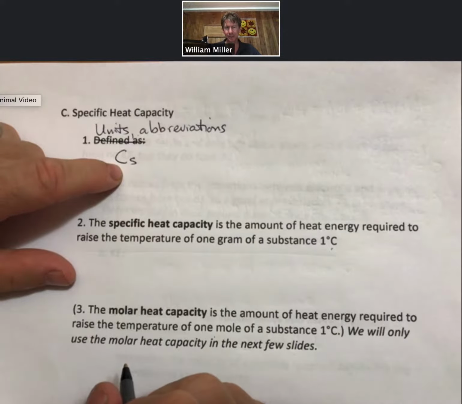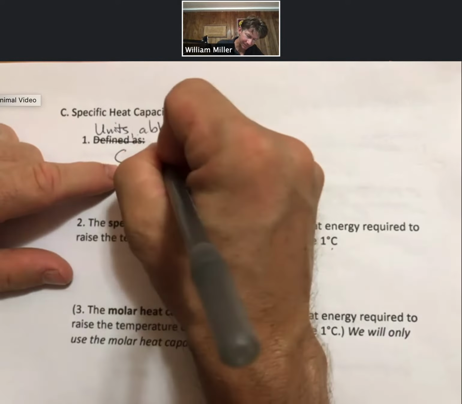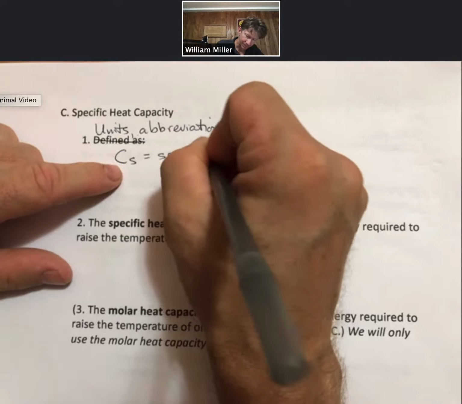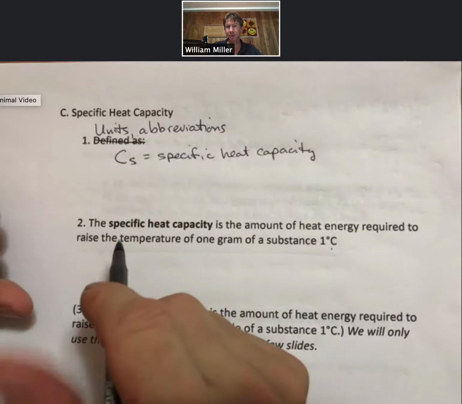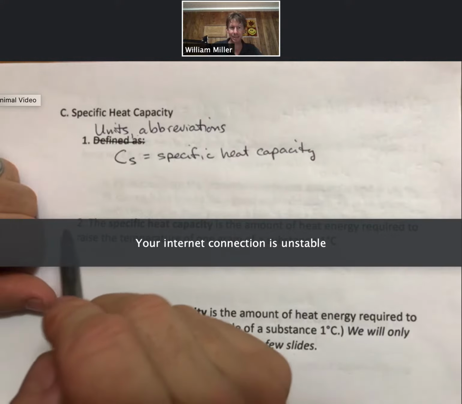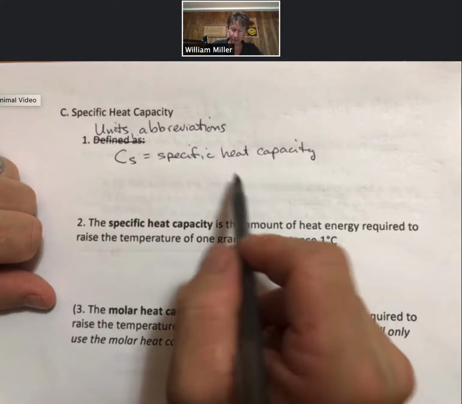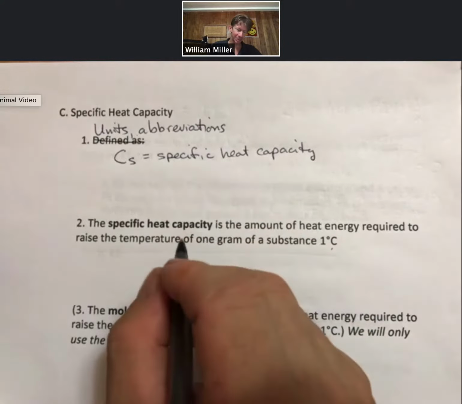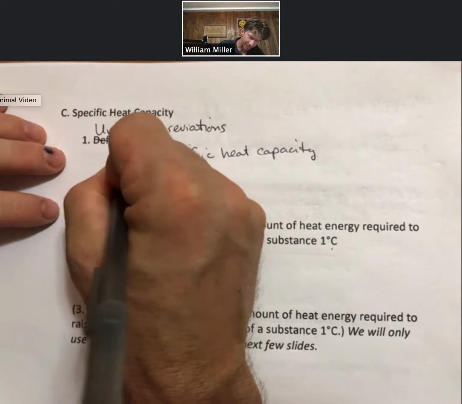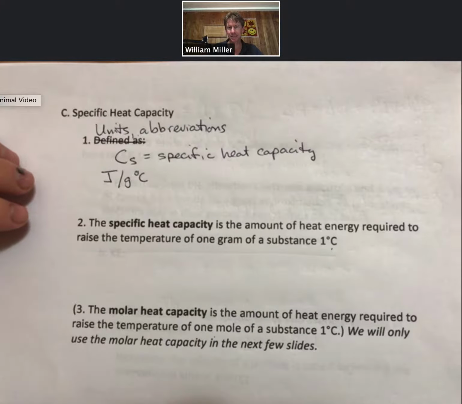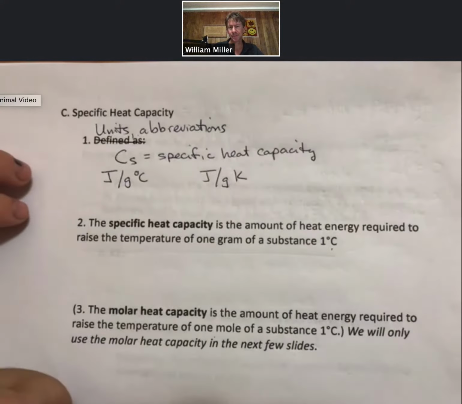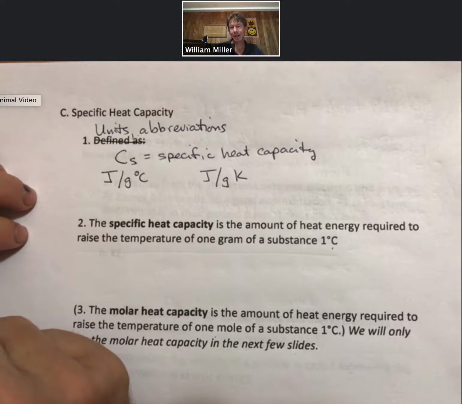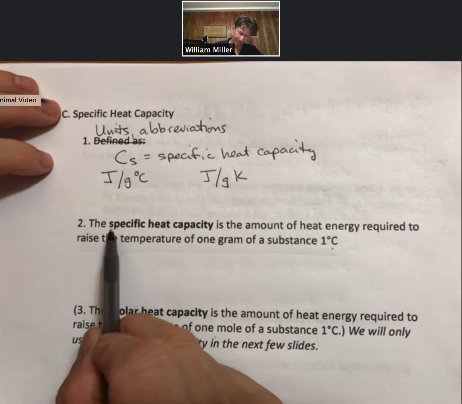C sub S is going to be the specific heat capacity. Sometimes it's also called the specific heat of a substance, and sometimes just the heat capacity, but we're going to go with specific heat capacity. You'll see two sets of units for this, joules per gram degree Celsius, and joules per gram Kelvin. I'd like to take a minute to talk about how these two sets of units are the same.